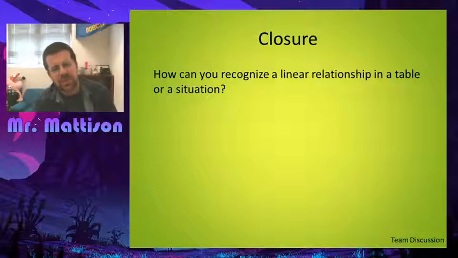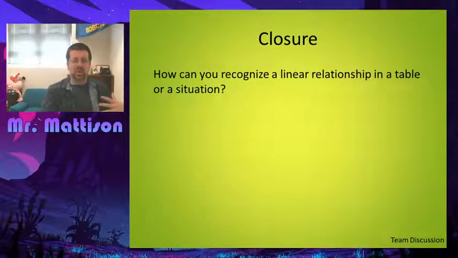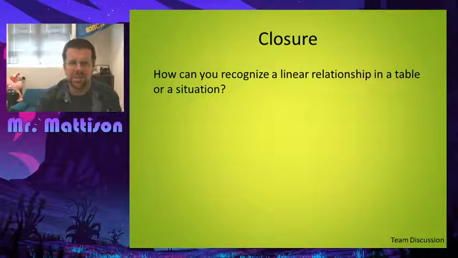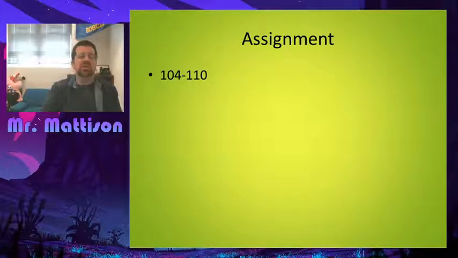Okay, so on your own here, just kind of answer to yourself, how can you recognize if a relationship is linear by looking at either a table or by looking at a situation? Try and answer that for yourself. Once you're good, here is our homework for tonight. So we're going to be doing 104 through 110, and that'll be it for 1.2.3.